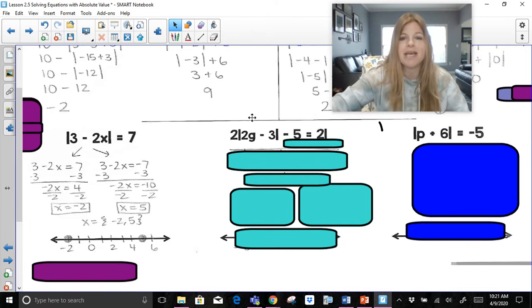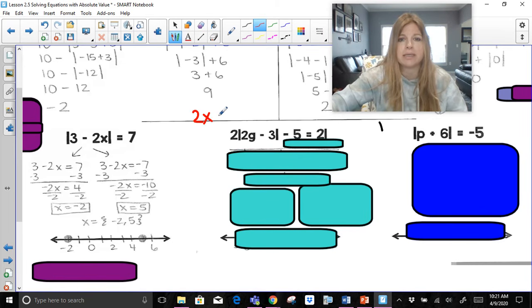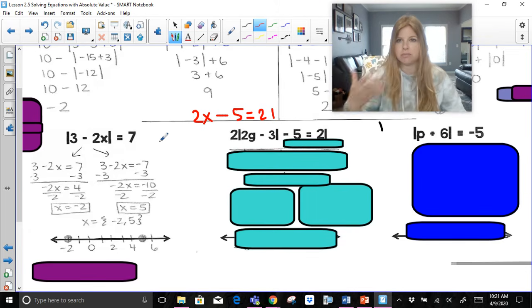Next one. I have to get the absolute value expression isolated, and clearly this one is definitely not isolated. It's being multiplied by 2, and there's a minus 5. Now I want you to imagine for a moment that this equation really looked like 2x minus 5 equals 21. What would you do first to start to get x by itself? Wouldn't you add 5? And then after you added 5, you would divide both sides by 2, right? So you would add 5, you'd get 26. Then you divide both sides by 2 and get 13.